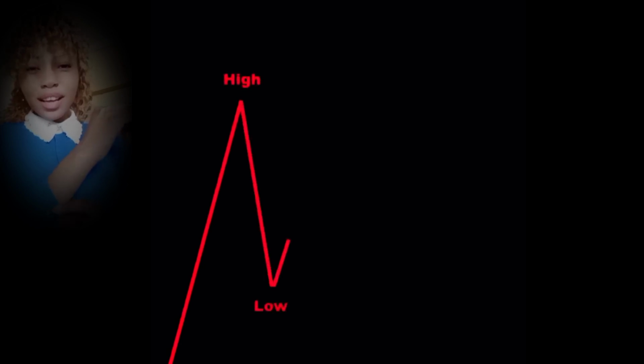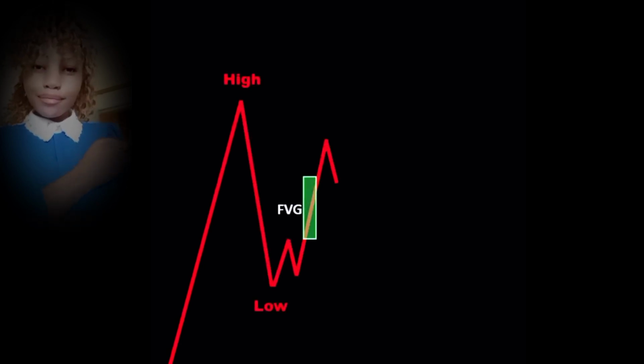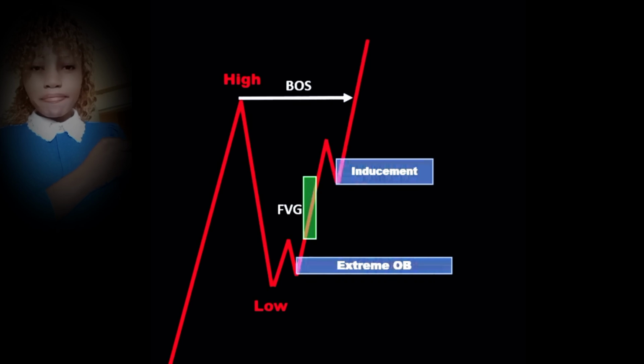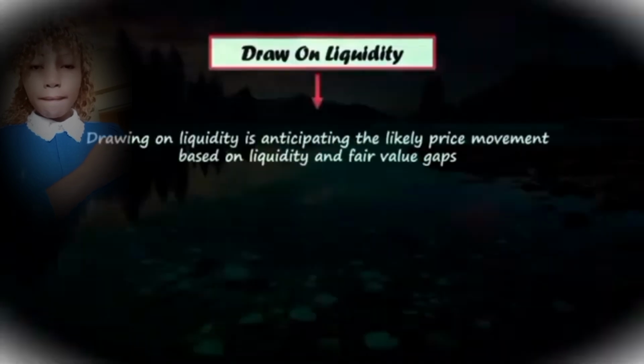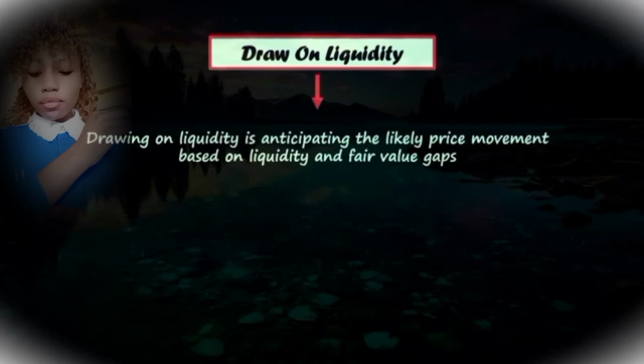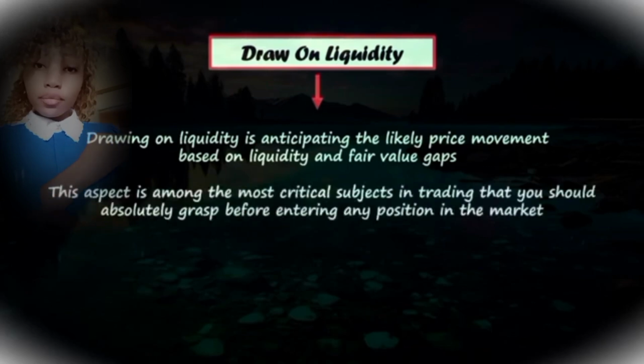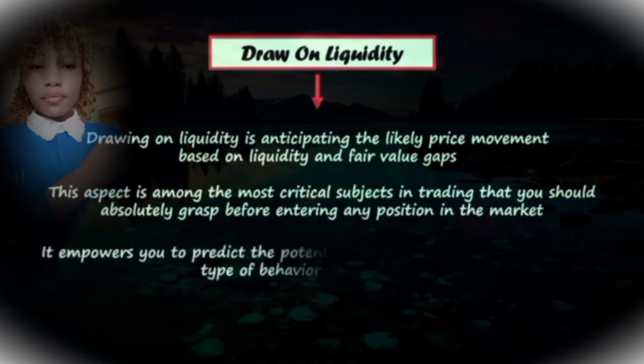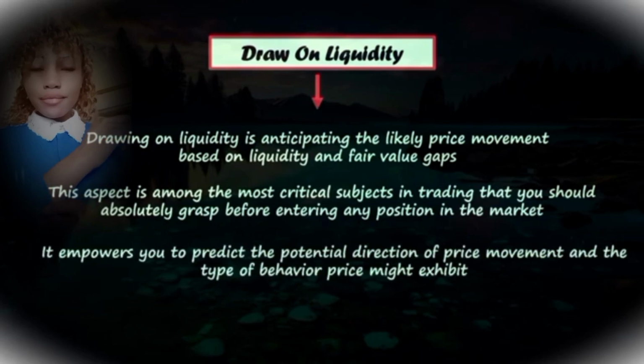This will help you know where price is heading to without much work, unlike lagging indicators in TradingView. So, what is draw on liquidity? Drawing on liquidity involves anticipating the likely price movement based on liquidity and fair value gaps. This aspect is among the most critical subjects in trading that you should absolutely grasp before entering any position in the market. It empowers you to predict the potential direction of price movement and the type of behavior price might exhibit, for example, where it might retrace before making an upward or downward move.